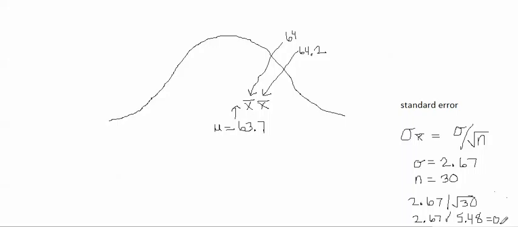So the standard deviation of all the sample means under this curve, for all possible samples of 30, is 0.49. And I said a z-score is the number of standard errors that a certain sample mean falls from the population mean. So let's round our standard error to 0.5.